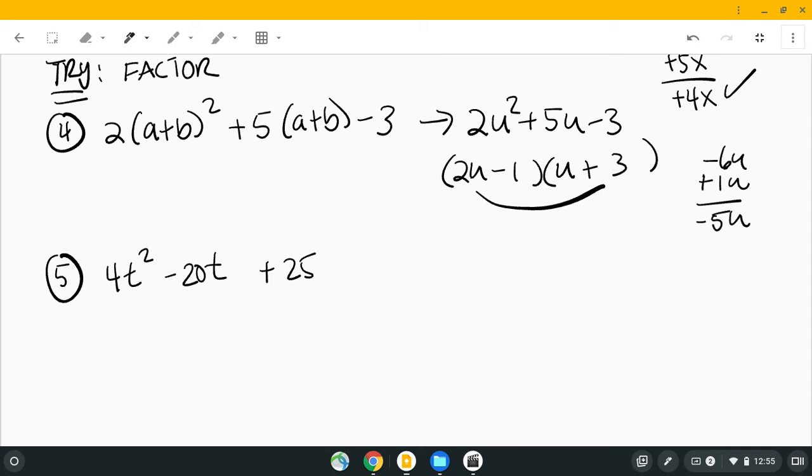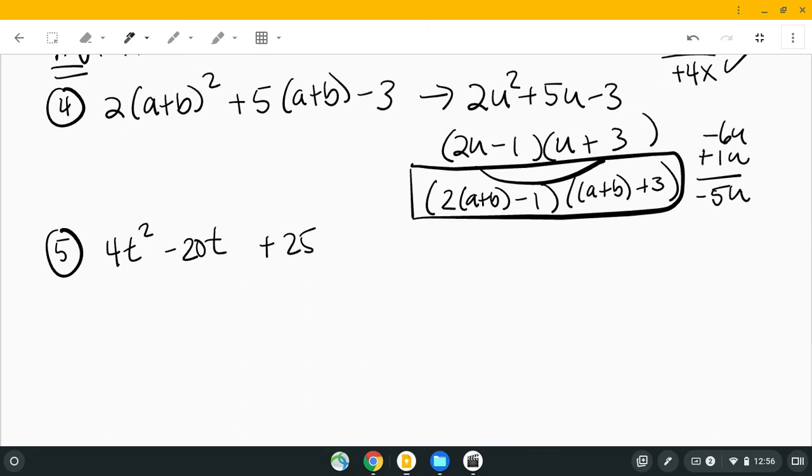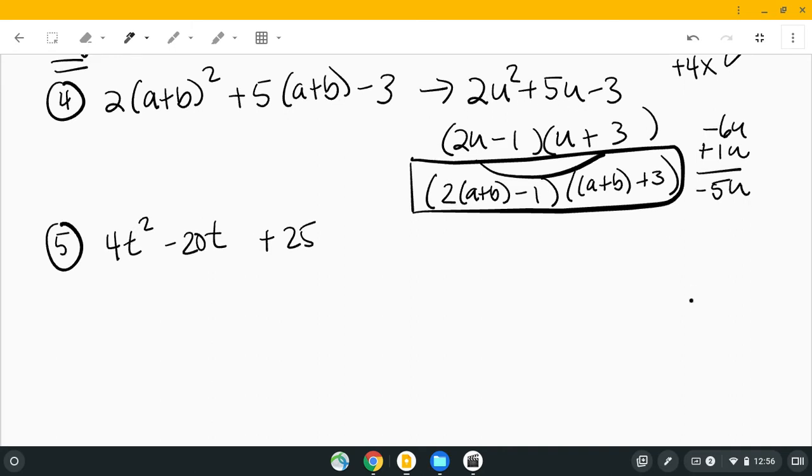But what you can do now is go back and replace the u with the a plus b. So it would be 2 times a plus b, and, no, there's no 2 there. And then a plus b plus 3. Okay? So you can see there, like I said, it's just an illusion, this looking more complicated than it actually is. But feel free to use the substitution here so that visually it looks a little more familiar.